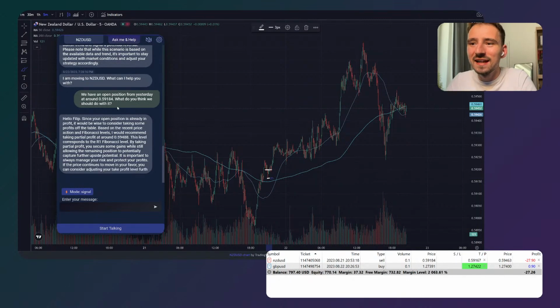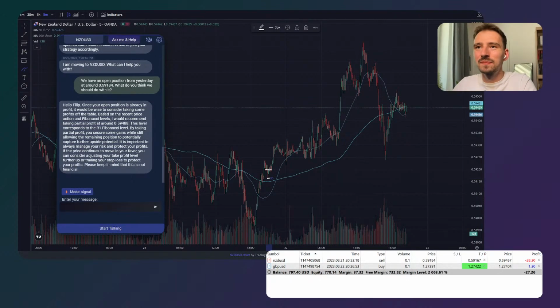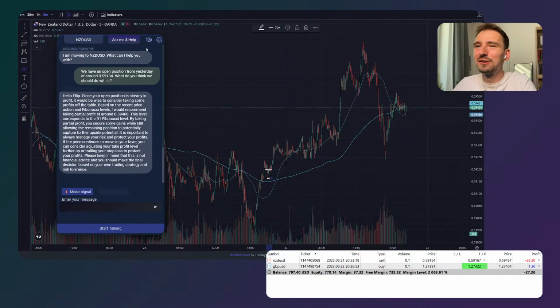We forgot to tell the AI that we are actually shorting the position, not longing. Oh, sorry, I forgot to tell you. The position is actually short, so we are in sell, and we are actually losing there.